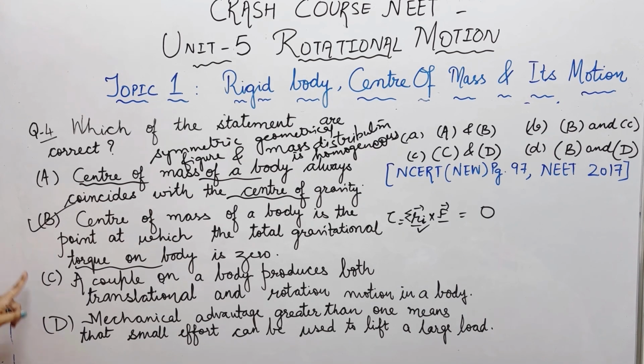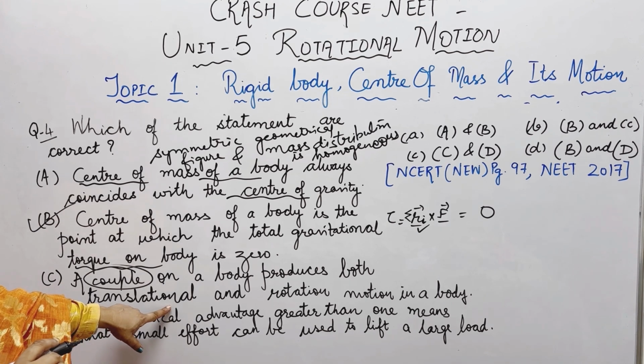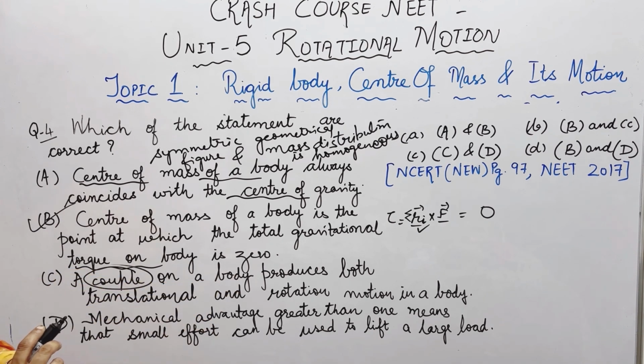Next: a couple on a body produces both translational and rotational motion in a body. So it is not so. A couple has a turning, rotating effect, so it is not concerned with translational motion. It is only concerned with rotational motion in a body. So again, this statement is not correct.